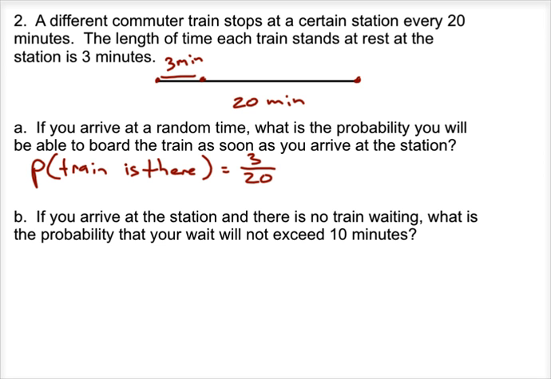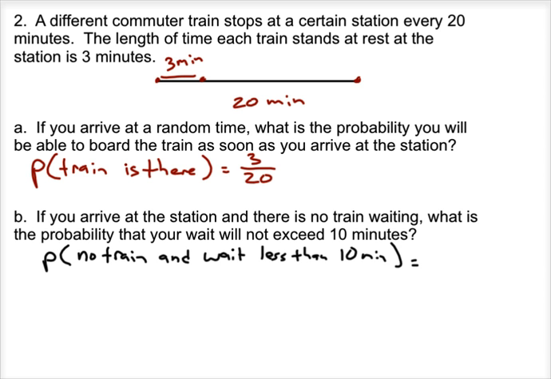Part B. If you arrive at the station and there is no train waiting, what is the probability that your wait will not exceed 10 minutes? So this changes a little bit. I want the probability of no train and a wait of less than 10 minutes. If you get there and the train is not there, I'm really only looking at this portion out here at the end, which is made up of 17 minutes. So you're in that region, and the train is not there.